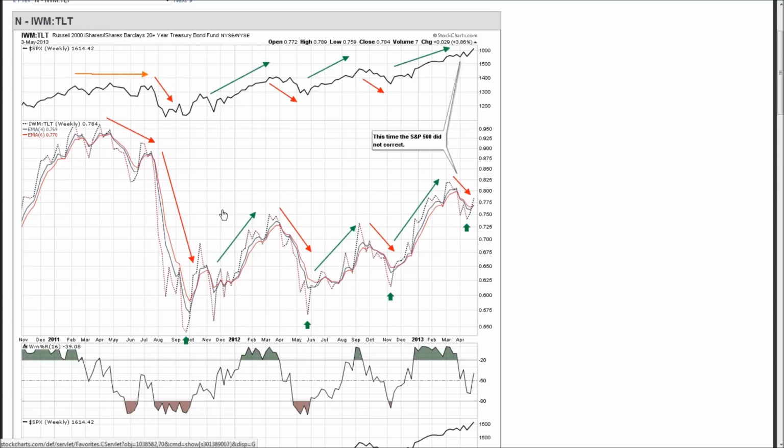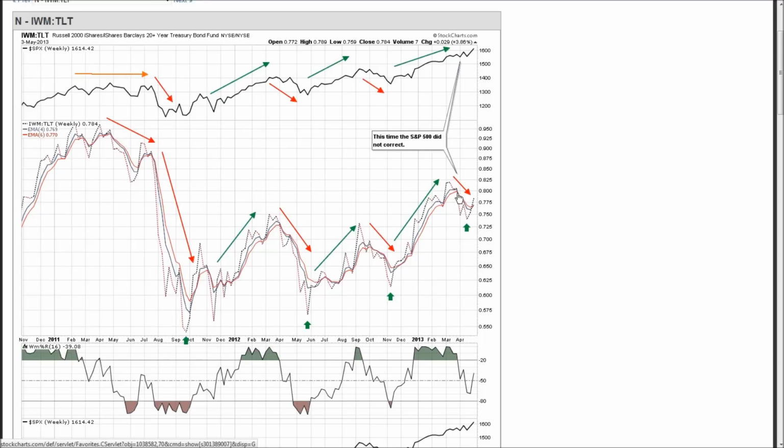Another divergence here. Now we're looking at small caps relative to the TLT. So this is risk on stocks, relative to risk off conservative bonds. Aggressive stocks, small caps, relative to conservative bonds is a good indicator of market sentiment. Don't have to go through all these arrows. It's the same as the previous charts. This is risk off, this is risk off, this is risk on.